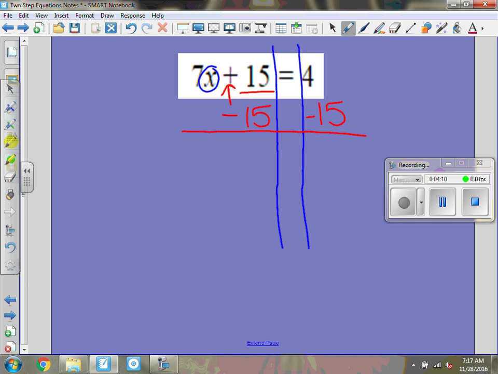Now when I subtracted 15, my adding 15 and my subtracting 15 made 0, but I still have that 7x. On my other side of my equation, I had 4, and then I subtracted 15, so now I'm left with negative 11.